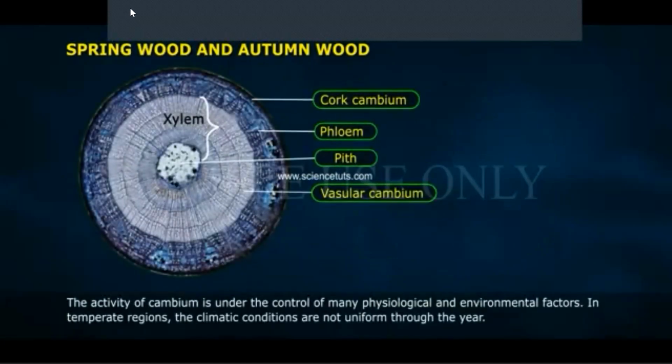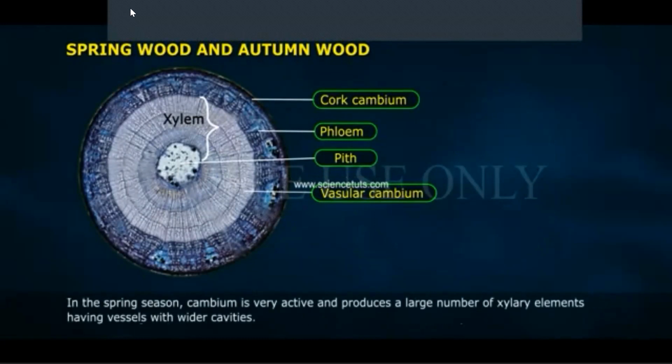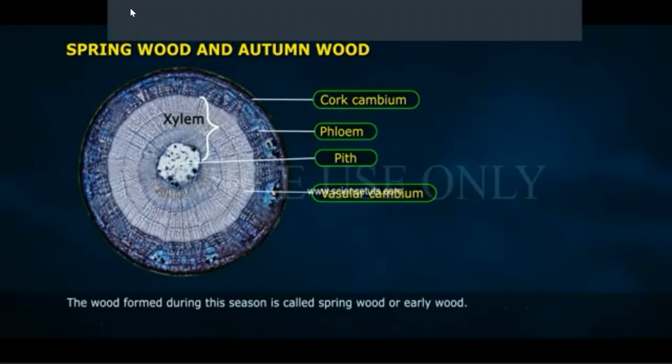Springwood and autumn wood. The activity of cambium is under the control of many physiological and environmental factors. In temperate regions, the climatic conditions are not uniform through the year. In the spring season, cambium is very active and produces a large number of xylary elements having vessels with wider cavities. The wood formed during this season is called spring wood or early wood.